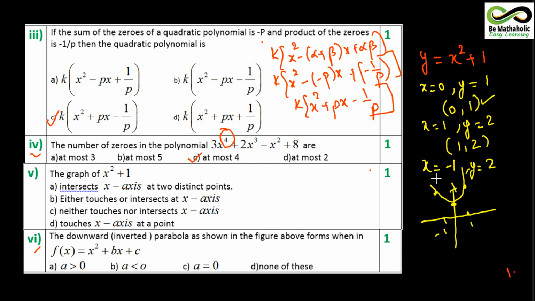So when you are going to join the points, what do you see looking at the graph when I have plotted it roughly? Out of these options, which one is satisfying here? That this curve is neither touching nor intersecting the x-axis. So the C option will be the right option.